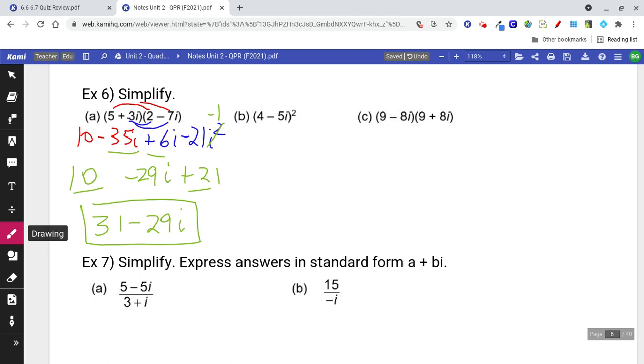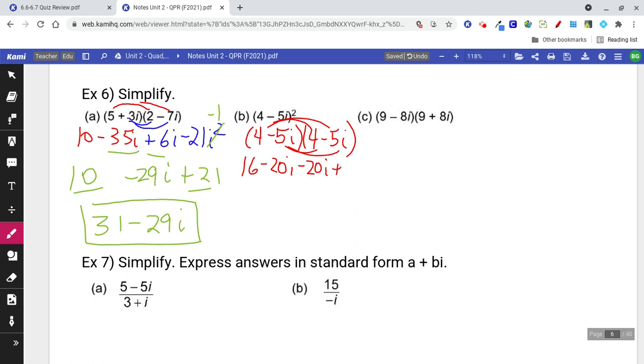You cannot distribute the 2. It is not distributive property. You cannot distribute the 2 across subtraction like this. What you have to do is think about this as 4 minus 5i times itself. That's what squared means. Something times itself. So it's the same problem as part A now. You're going to distribute. 4 times 4 is 16. 4 times minus 5i is minus 20i. Now distribute the minus 5. So we did this one. Now we're going to do this one. Minus 20i plus 25i squared.